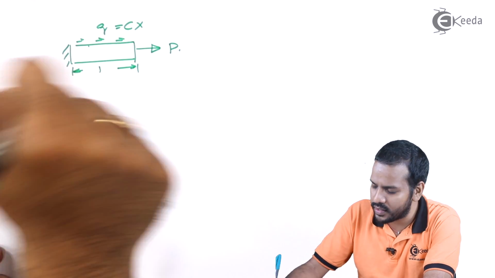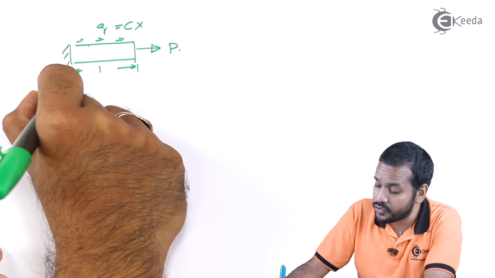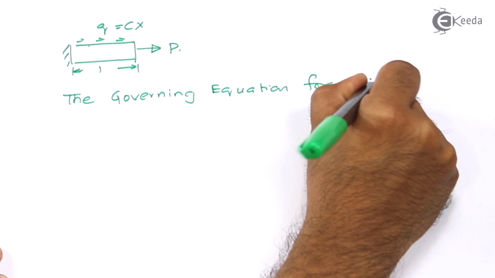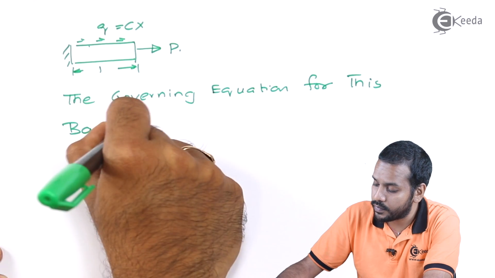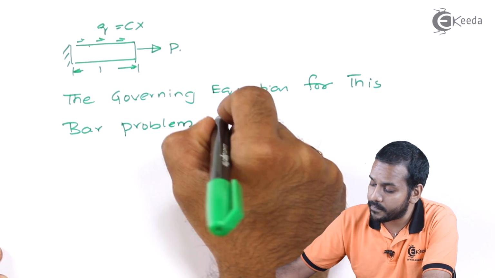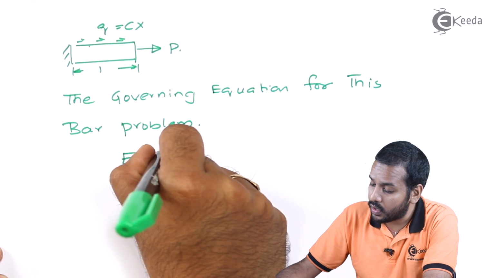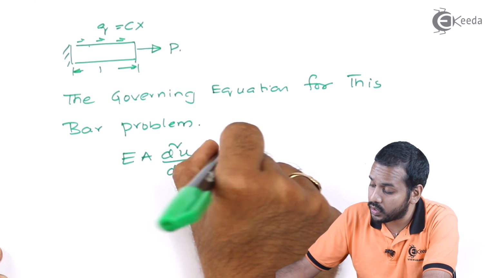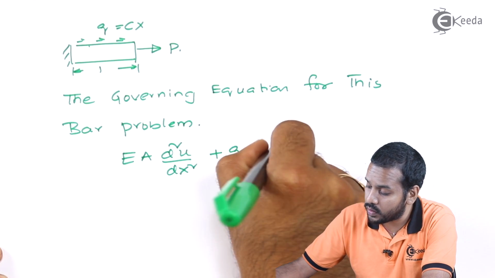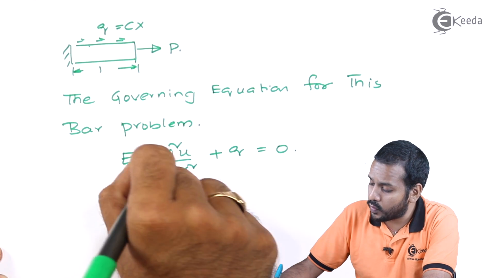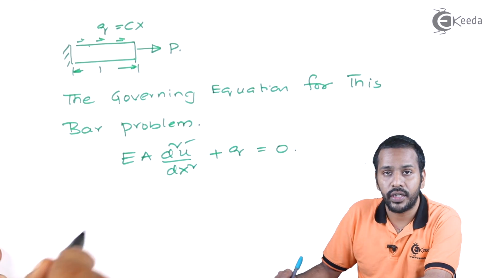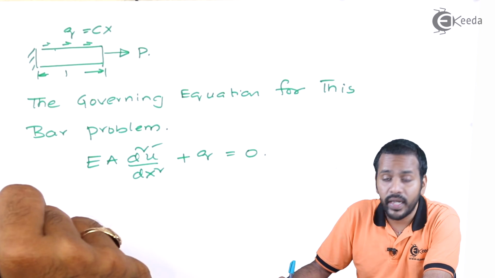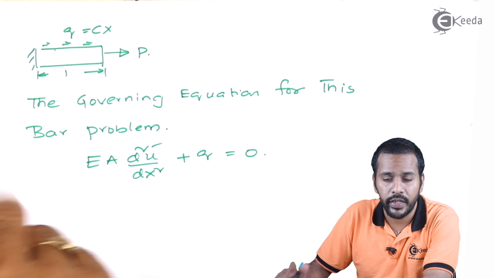Do we have an exact solution for this? Yes, of course. How do we find it? Through the governing differential equation. The governing equation for this bar problem is EA d square u by dx square plus Q equal to 0. What is the highest order? It is a second order homogeneous ordinary differential equation. So how many boundary conditions do we need to solve this problem? We need two boundary conditions.